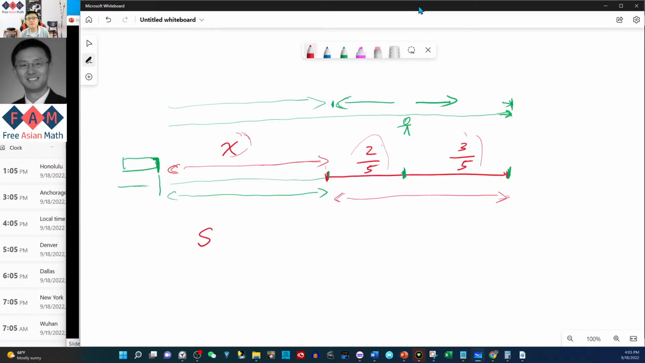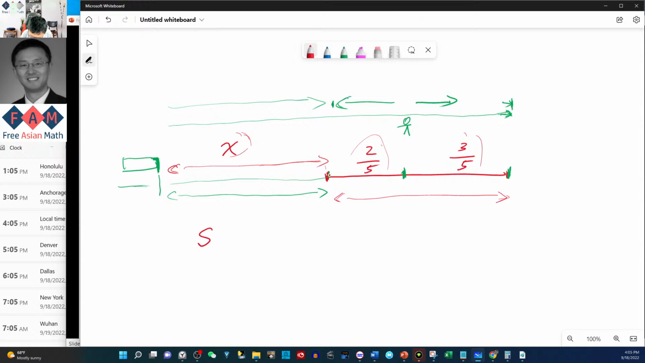And at this point, you should feel very comfortable because you only have two variables. One is the man's speed, one is the distance between the train and the tunnel's entry point. You have two variables, you have two equations, then everything can be solved. So let's just do that.